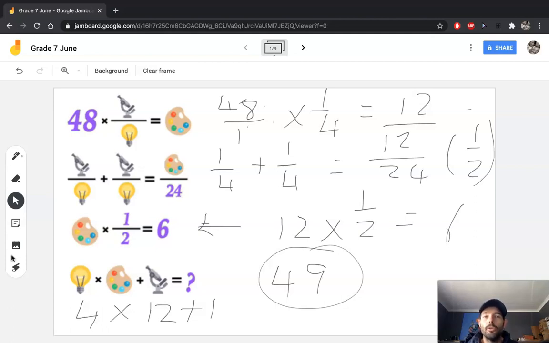Yeah, I encourage you to make sure you fully understand it before moving on. Let's go have a look at our mental arithmetic for today.